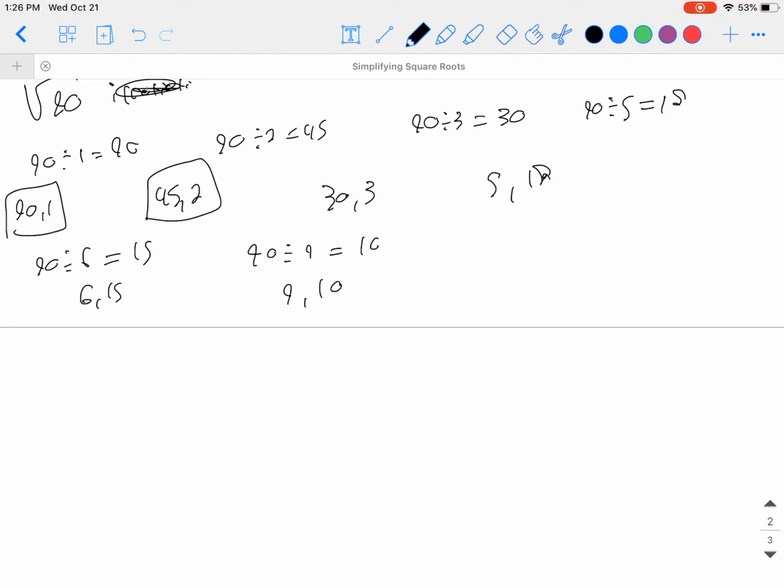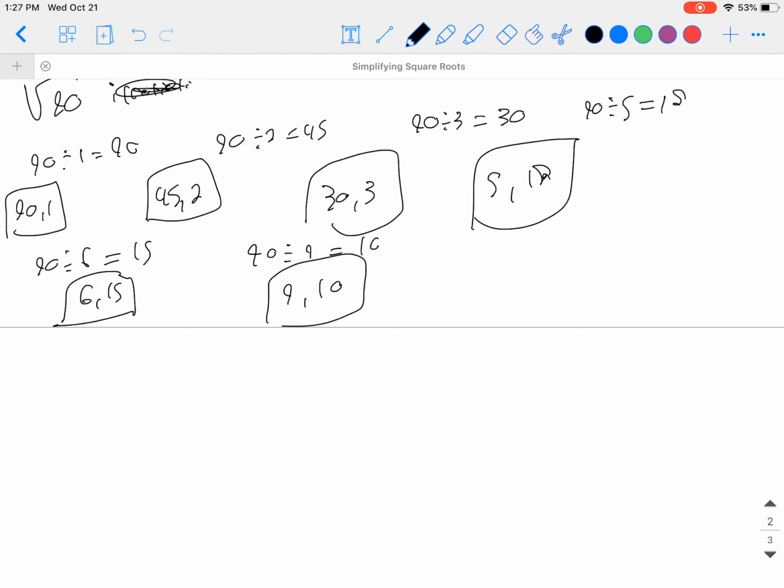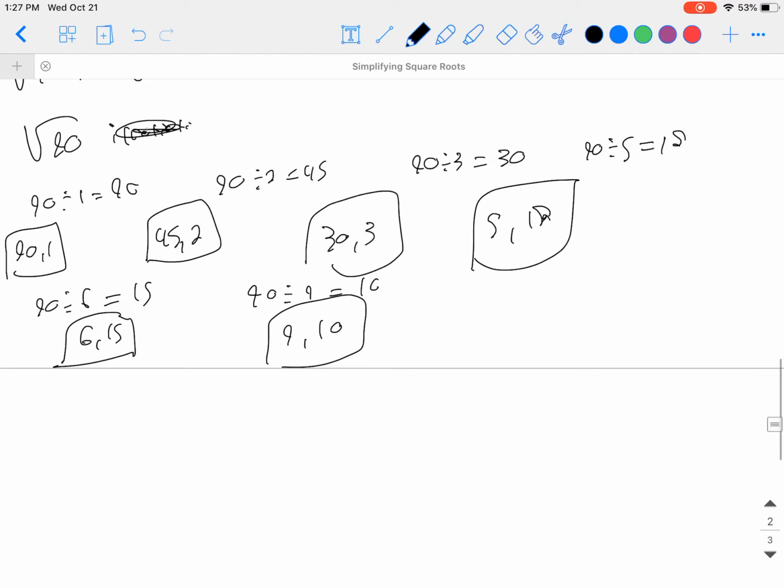If we have the square root of 45 times the square root of 2, this is two irrational numbers, again not helpful. Square root of 30 times the square root of 3, two irrational numbers. Square root of 15 times the square root of 6, two irrational numbers. But when we get here, and we get the square root of 9 times the square root of 10, we have one rational number.